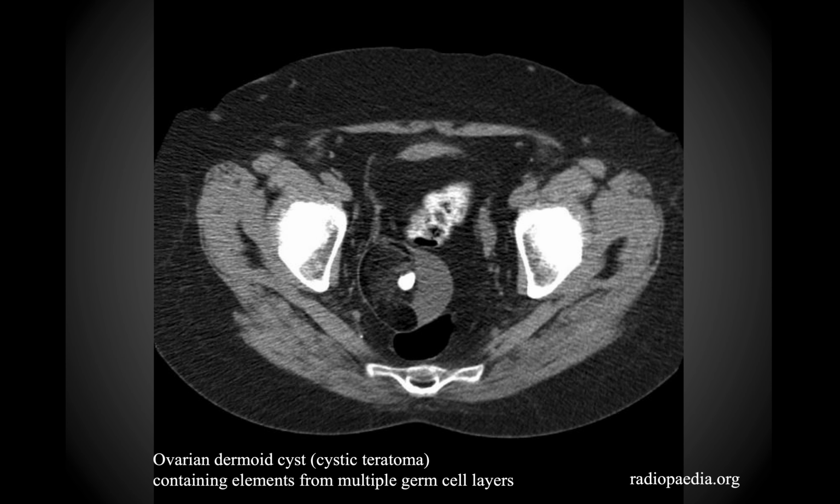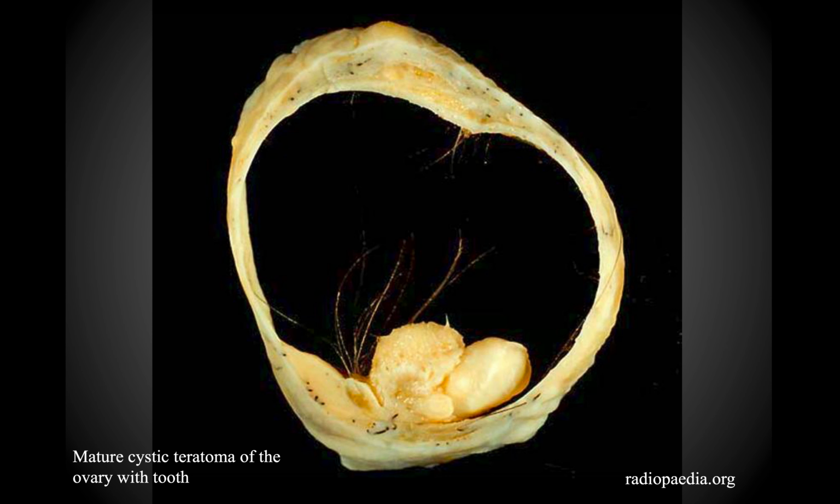And so the reason that these form is they arise usually from an ovarian follicle, and as a result, multiple germ cell layers are present, and so they can have any number of different types of tissue. They commonly have thyroid tissue, bone, hair, tooth material, etc. So they're sort of like a malformed fetus almost in some ways.